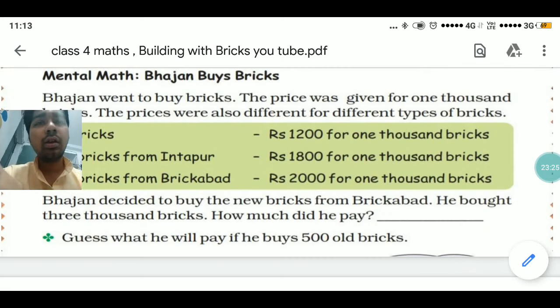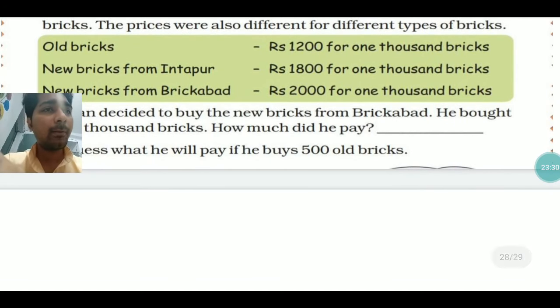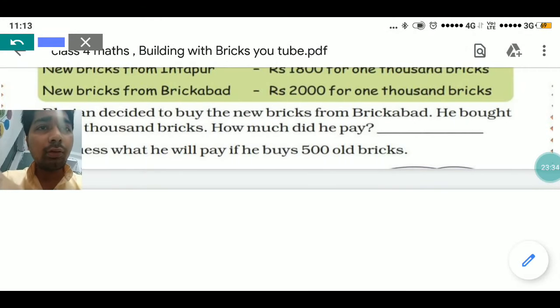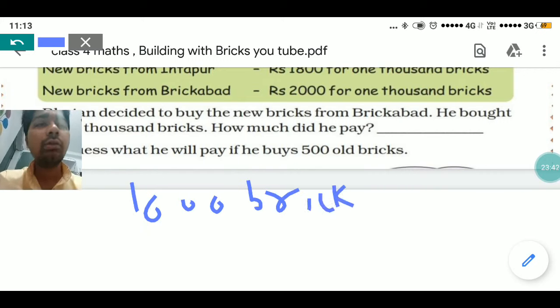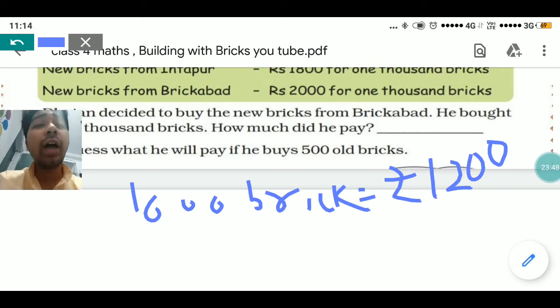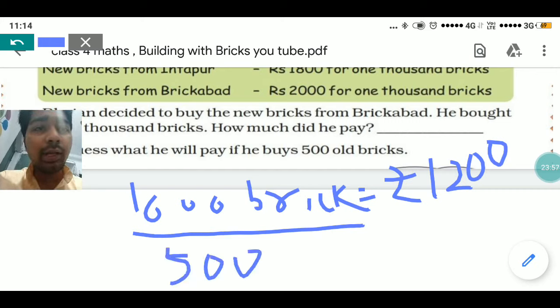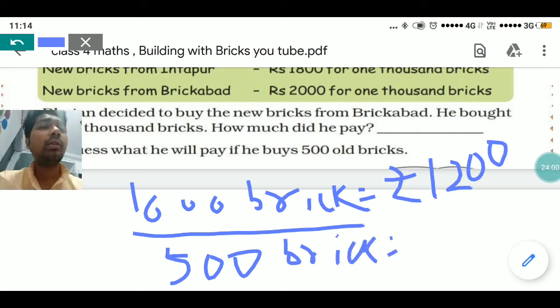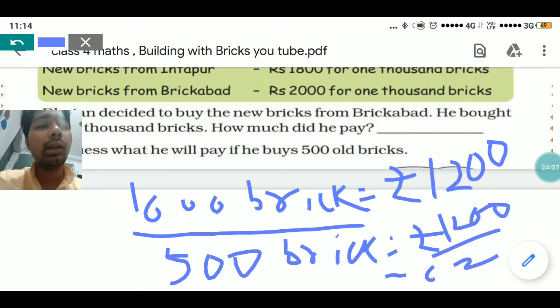Students, listen to me carefully. For 1000 bricks, what is the amount? 1200. For 500 bricks, that means this amount is divided by 2. For 500 bricks, this amount will be divided by 2, so 600.